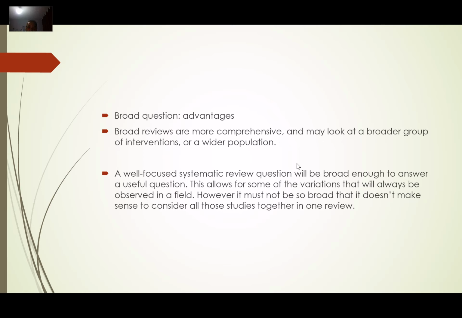Then the other type is the broader question. The advantages of the broader question are that it is more comprehensive and may look at a broader group of interventions or a wider population. A well-focused systematic review question will be broad enough to answer a useful question. This allows for some of the variation that will always be observed in a field. However, it must not be so broad that it doesn't make sense to consider all these studies together in one review. So if the question is very broad, we may consider splitting it into more than one review.